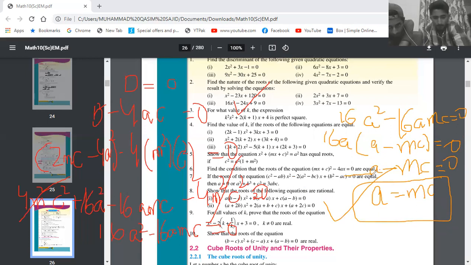This is also one of the most important questions of this exercise. We have to find the condition. For a condition, first we have to find the discriminant. After the discriminant, the simplification shows the simplified equation a equals mc. So this basically is the condition: a equals mc is the condition for this equation that the roots must be equal. This is the end of question number 6.